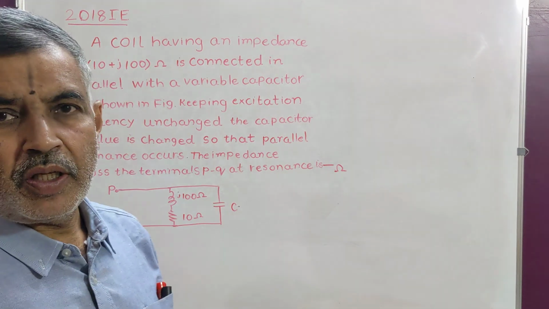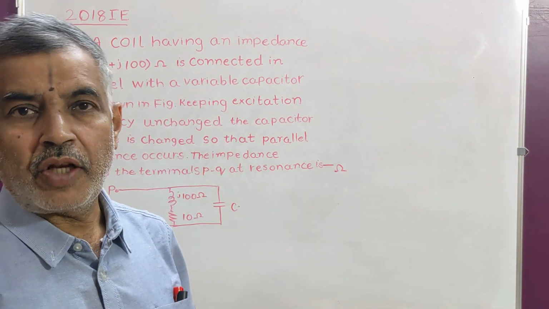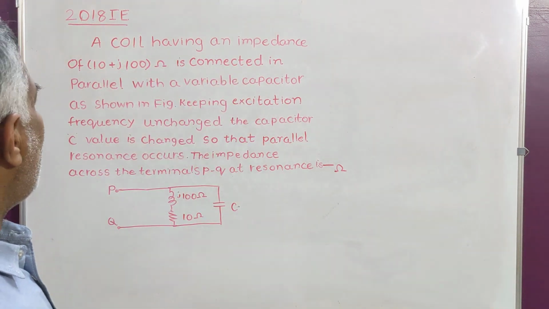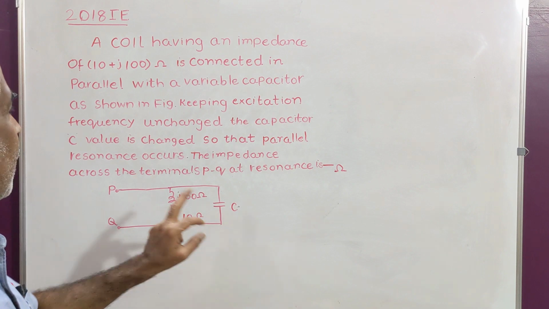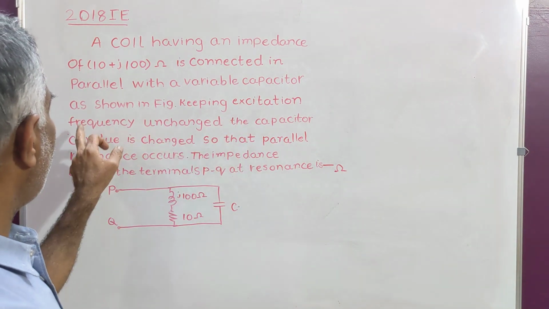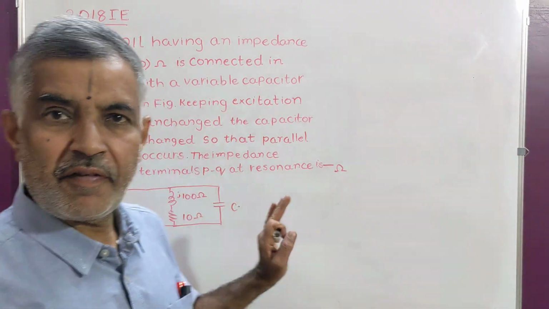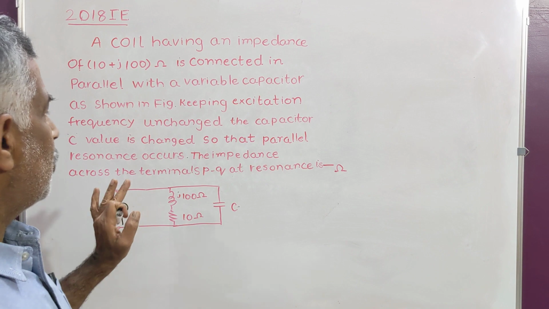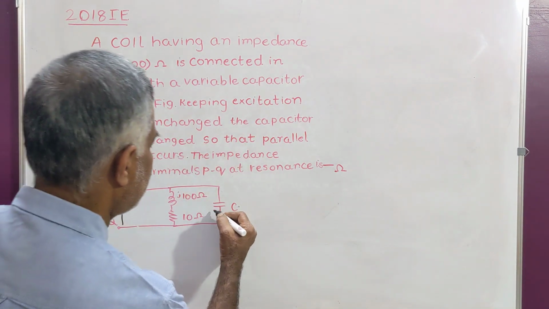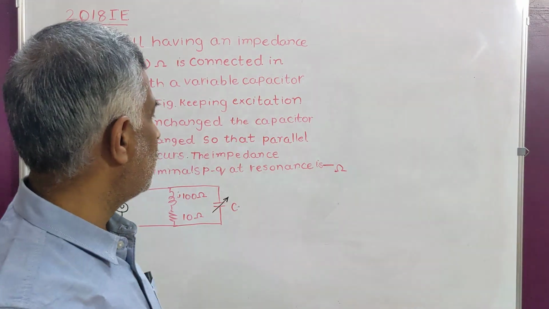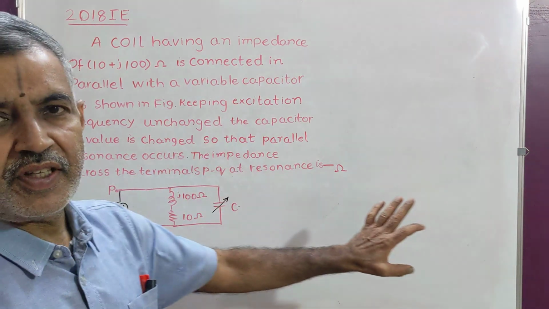Now this is the last problem in the IE paper, instrumentation engineering paper 2018, and this problem is on resonance. A coil having an impedance of 10 plus j100 ohms is connected in parallel with a variable capacitor as shown in figure, keeping the excitation frequency unchanged. A source is connected here and the excitation frequency is kept unchanged. The capacitor C value is changed so that parallel resonance occurs. The impedance across the terminals PQ at resonance is dash.